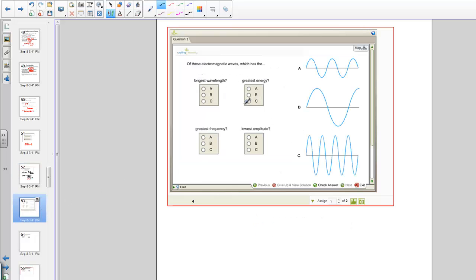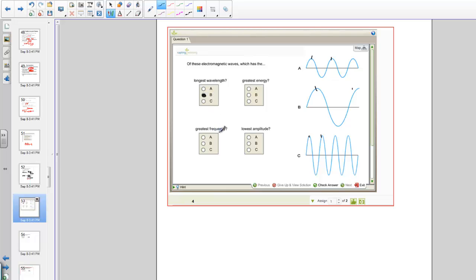Here's some more vocabulary off of your Sapling. Which one of these has the longest wavelength? Well, if you were to measure the distance from crest to crest or trough to trough in each of these waves, which one would give you the longest distance? And clearly we all agree, letter B.